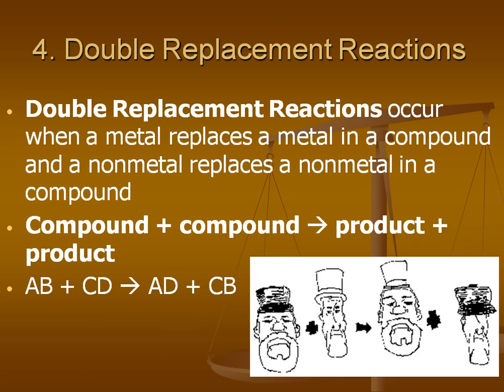This is the exchange of caps. The cap has been exchanged between these two persons. This is known as double displacement reaction. And in double displacement reactions, the displacement of cation is dominant over anion.